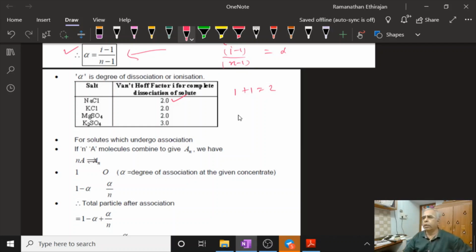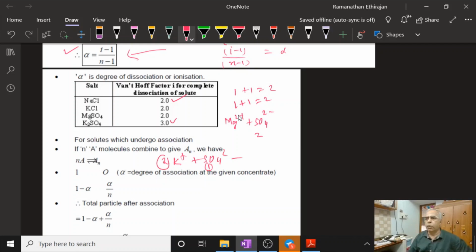KCl, 1 plus 1, similarly 2. And magnesium sulfate, how is it going to ionize? Mg2 plus and SO4 2 minus. So each one ion only, is it not? So 1 plus 1 is 2. And what about K2SO4? 2K plus and SO4 2 minus. So it means 2 plus 1, that is 3. So that is where you have got 3. I hope now you should be able to understand this.